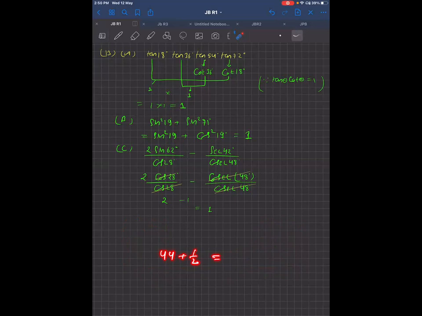Hey Varun, 44 plus half and 44 and a half, both are the same. The value of this one, if you take 2 as LCM, is 88 plus 1, 89 by 2. And what is the meaning of this one? 2 into 44 plus 1. Again, same now. These both are 44.5.